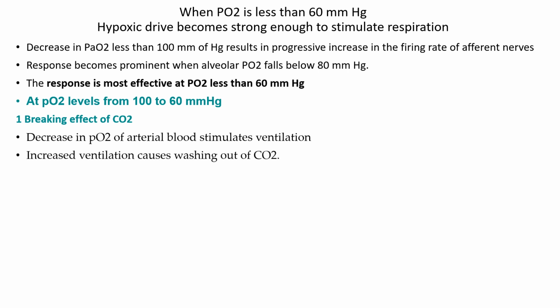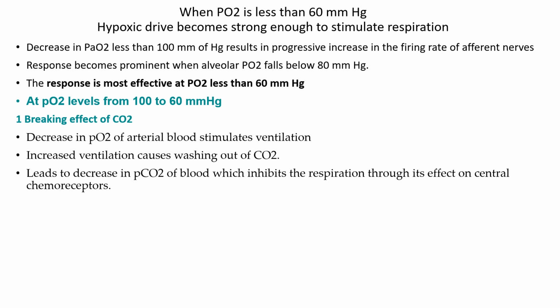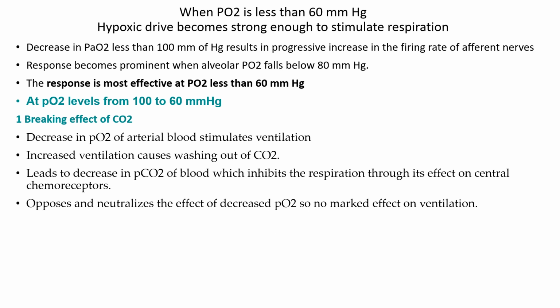There is an increase in ventilation and there is a washing out of the carbon dioxide. That leads to a decrease in the partial pressure of carbon dioxide, which inhibits the respiration through the DRG. This decrease in carbon dioxide because of the washing out sends a signal to the DRG, and ultimately there is a decrease in respiratory rate, and the central chemoreceptor balances that.